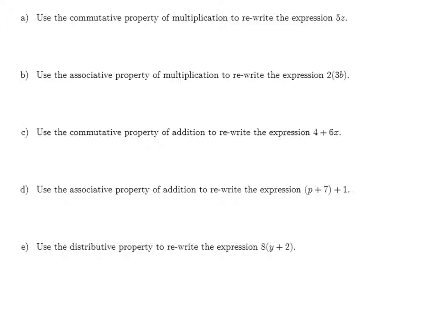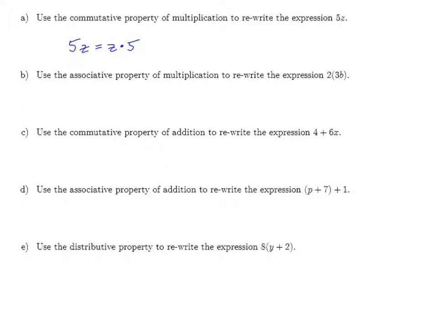The commutative property of multiplication tells us that we can multiply two numbers or algebraic expressions in the reverse order and they're equivalent. So if we take 5z, we can turn that into z times 5. And we'll note that we're simply rewriting this expression here.